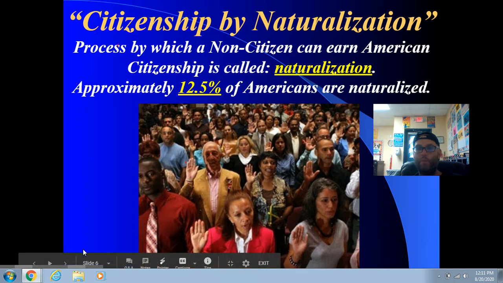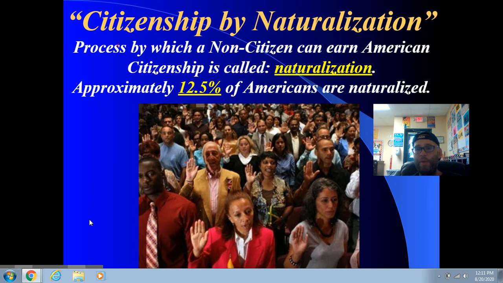Now, one thing, you don't have to write this down, but it's important to understand. Almost, and this number is a little bit old, I should update it, almost 15% of Americans are naturalized citizens. So if we have 300 million people in this country, that means 45, 50 million American citizens are naturalized citizens. That means they moved from another country because they wanted to live in the United States. They came here, they followed a process, and they've earned their citizenship.